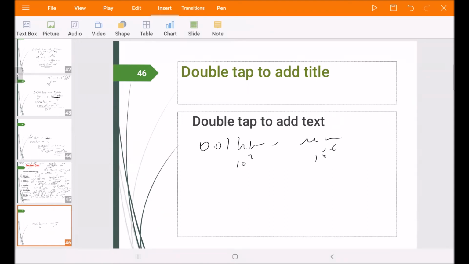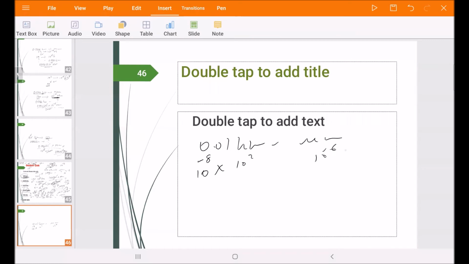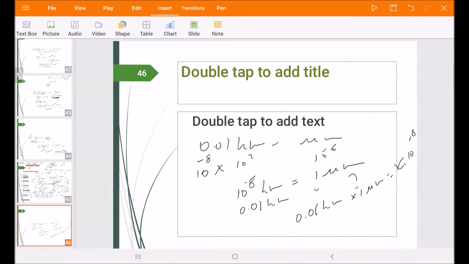To equate these two, I have to multiply this by 10 to the power of minus 8, or the other by 10 to the power of 8. So 10 to the power of minus 8 hectometer is equal to 1 micrometer. So 0.01 hectometer to micrometer: 0.01 hectometer times 1 micrometer is equal to x times 10 to the power of minus 8 hectometer.